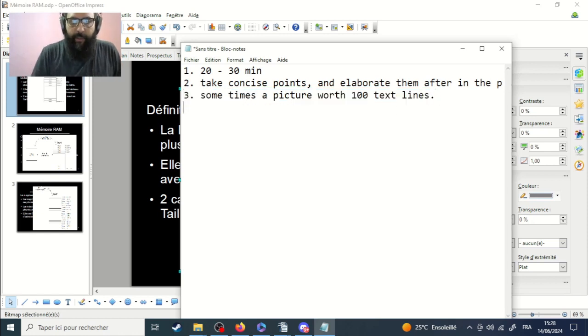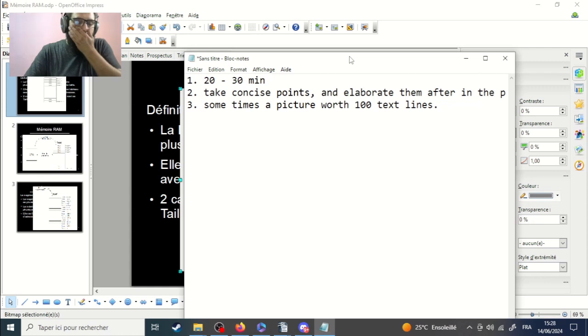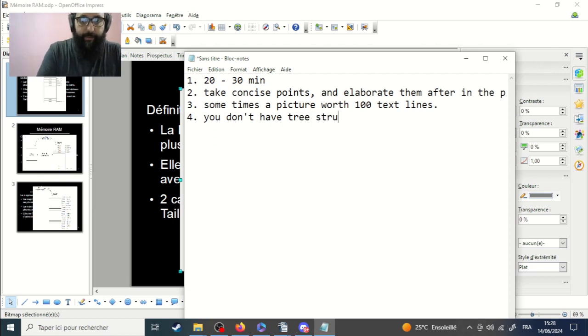Okay, this is the third point. The fourth is the structure. You have to talk about the structure. In the structure, you don't have the tree structure, like in the manuscript.